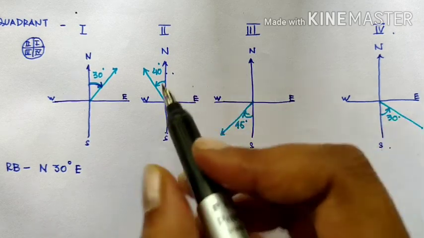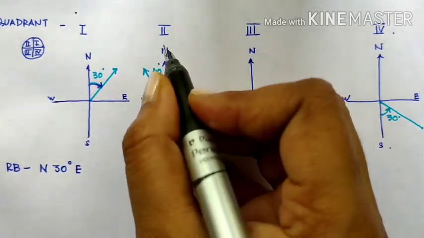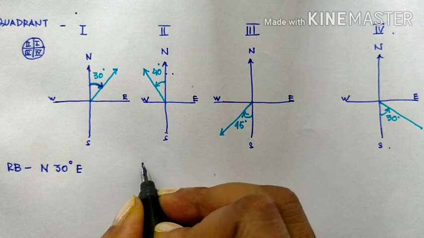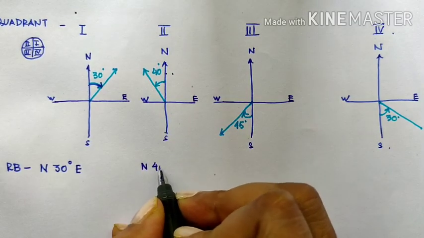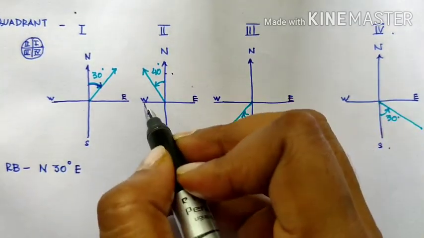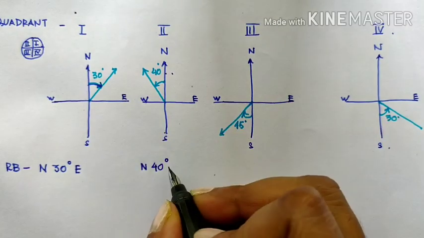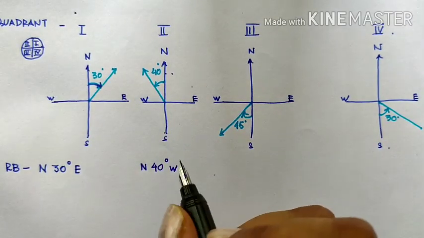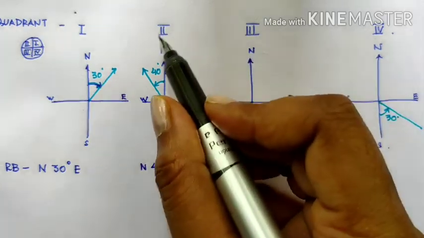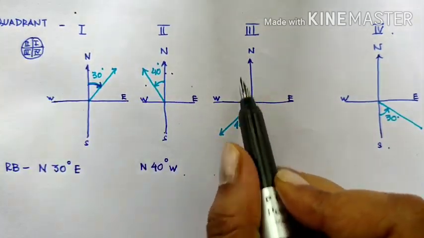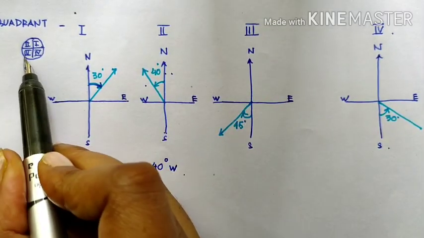Okay. So here, hemisphere is north. So north, 40 degree, and now direction is west. Similarly, next, it was the second quadrant. This one, here we have come to the third quadrant, this quadrant.